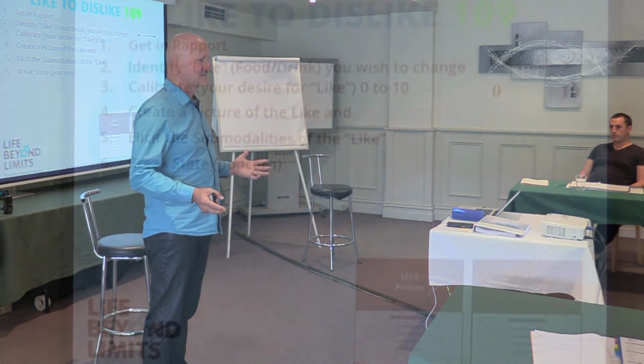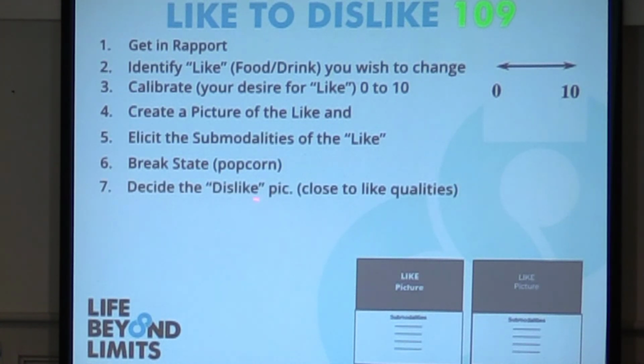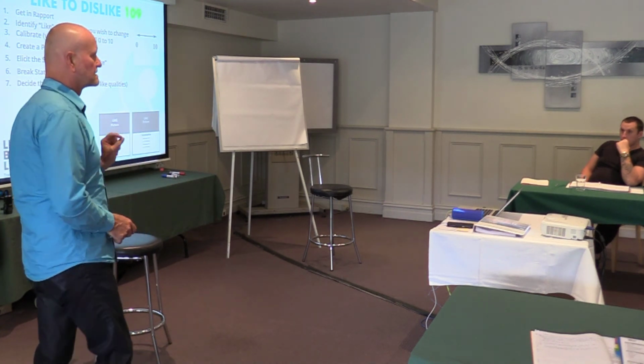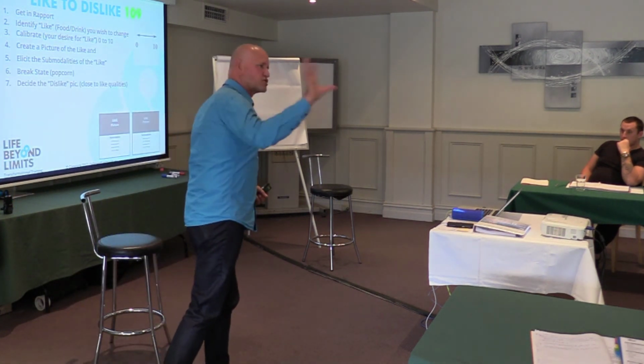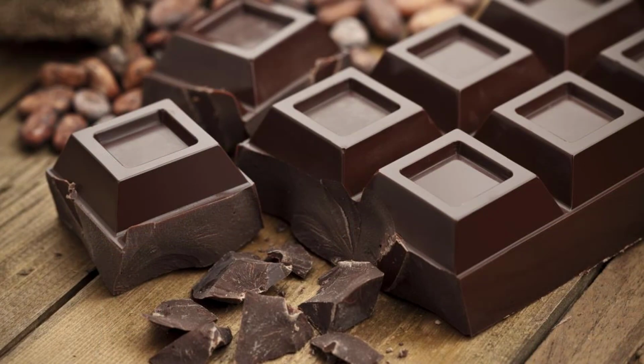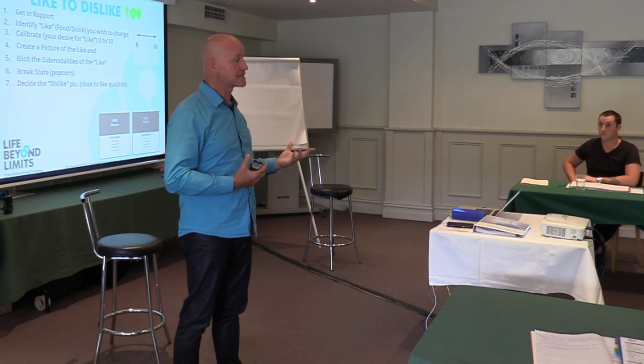Now, if they say yes, you say good. If they say no, you say good. Doesn't matter. So now you've broken the state. Now you decide the dislike picture, but it's got to be close to the qualities. When I say qualities, it's got to be close to the like. This is the key. So you can't get chocolate and then say, what don't you like? I don't like bacon. It looks nothing like chocolate, unless you fry it up so dark that it gets really close. But it looks nothing like chocolate.